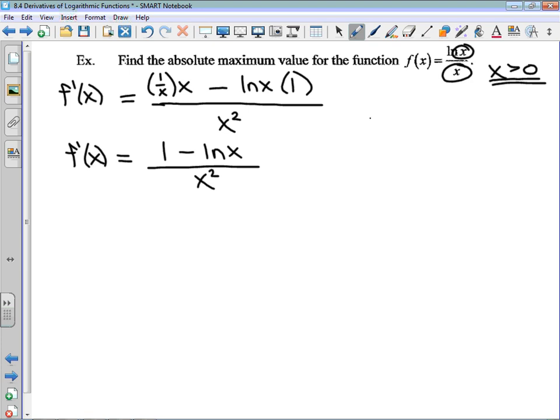That's my numerator. To solve for this, I get that 1 is equal to the natural log of x. I'm going to switch to exponential form. I get e to the power of 1 is equal to x. So my critical number, the only critical number, is going to be e. Now, a lot of students don't like the fact that e is a letter, not a number.